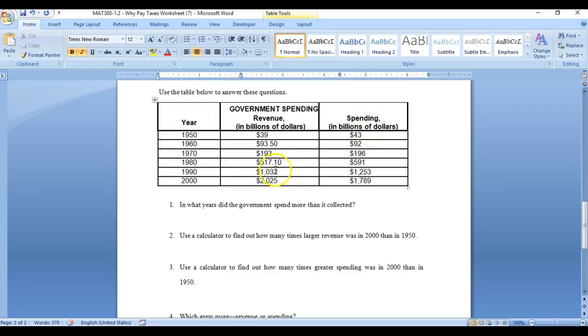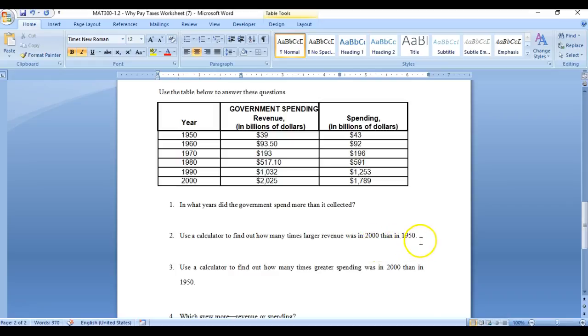And in the year 1990, if it's 1,032 billion, that's really $1,032,000,000,000. So it's going to ask a couple of questions, like when did it spend more than it collected? You're just going to look at each side of the chart and compare spending to revenue, because remember revenue is how much they collected.